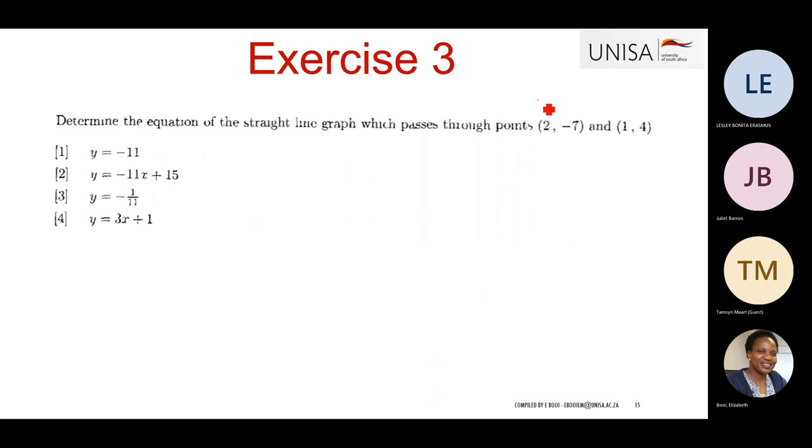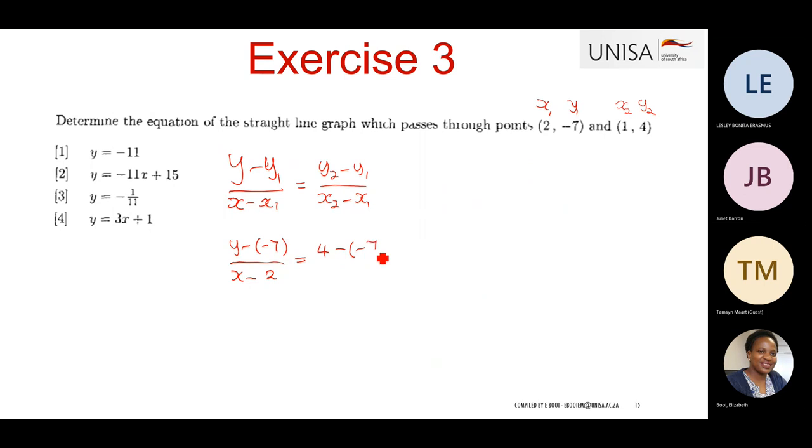So we also have our x1, y1, x2, y2. I will start with the formula: y minus y1 over x minus x1 equals y2 minus y1 over x2 minus x1. See if you can get this, I will give you the values. Y minus minus 7 over x minus 2 equals 4 minus minus 7 over 1 minus 2. Let's see if you can get this one.